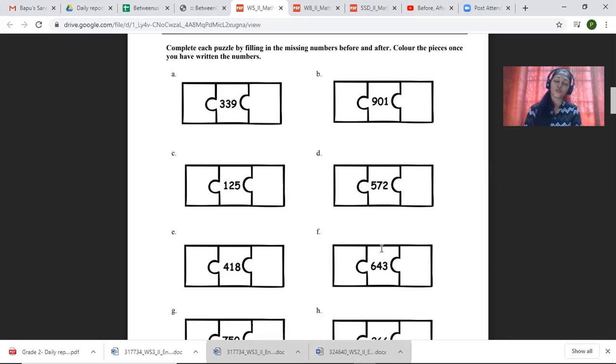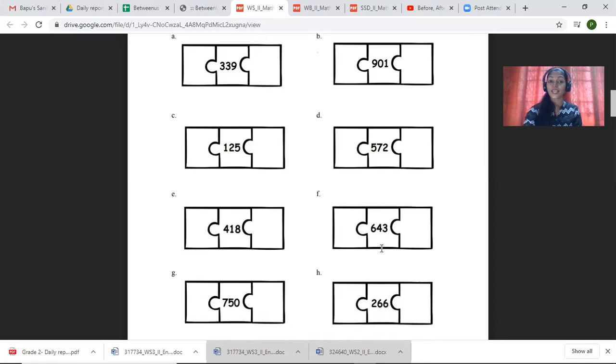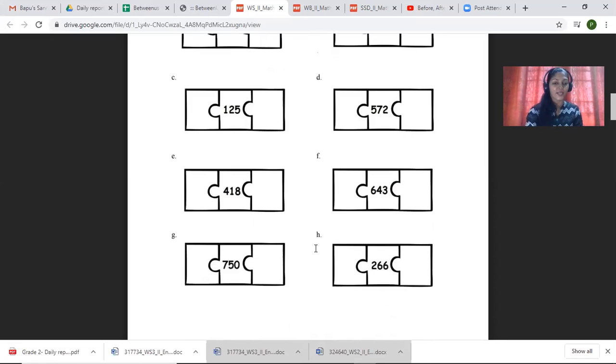642, 643, and the next number is 644. Fantastic. You're doing great. Now let's go to the next number, that is 750. What comes before 750? What comes before 50? 49, isn't it? So what would be the number there?